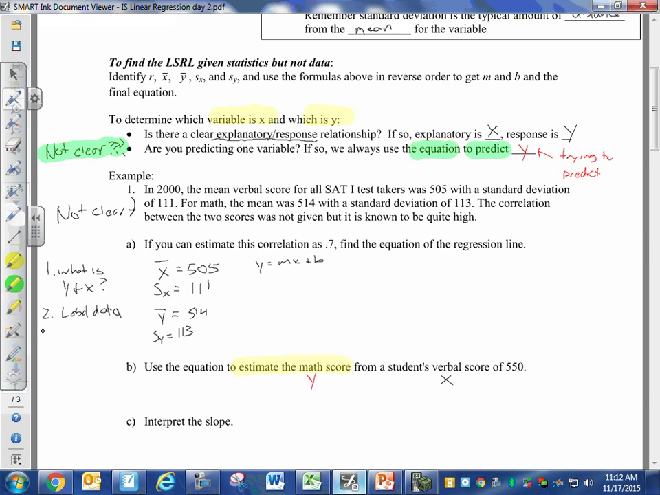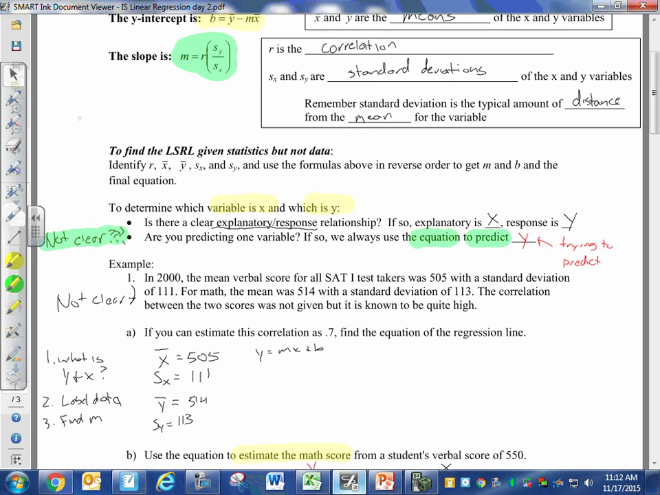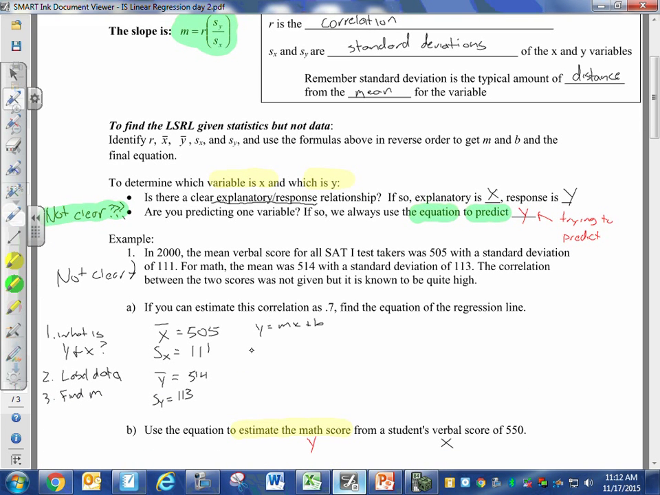Well, I'm going to first find m. M is going to be found by using this equation: m equals r times s_y over s_x. That's just what it is going to be. So m equals r. Here we're told the correlation is 0.7, times s_y, 113, over s_x, 111. And we go ahead and use our calculators to find that. Somebody do that for me and tell me what we get.